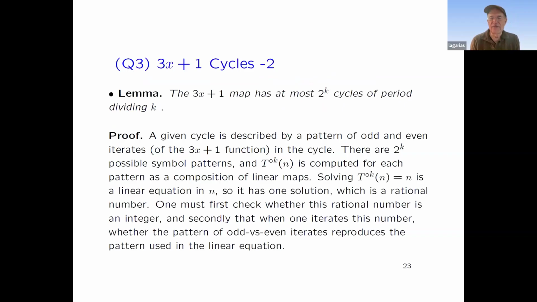But one thing you can prove if you look at cycles of length k is that immediately you can prove there are at most 2 to the k cycles of a given period k, because for each period k, you can label the upward and downward movement inside the cycle by the parity sequence. And there are only 2 to the k parity sequences. And so you can write down the series of compositions of functions to get that period. And everything is linear. So you will get a linear equation for determining that cycle, and the putative cycle will be a rational number.